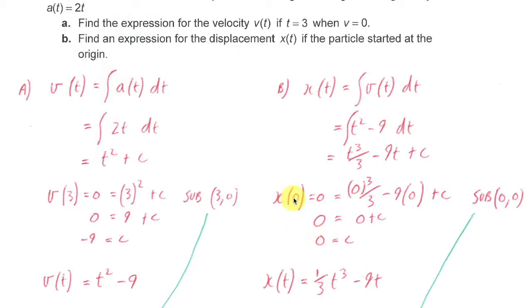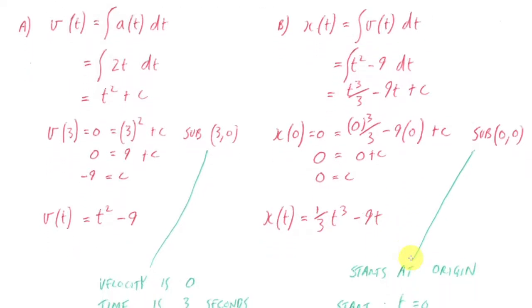I'm going to have time being 0 and my displacement being 0. So we are starting from the origin, and if we're starting from the origin, our displacement will be 0, and the beginning of time, of course, is also 0. So I'm making use of the point 0, 0 here. I sub in all of the values, and you can see that my constant is also 0. So my displacement function is x of t equaling 1/3 t cubed minus 9t. That gives me my displacement for any value in time.